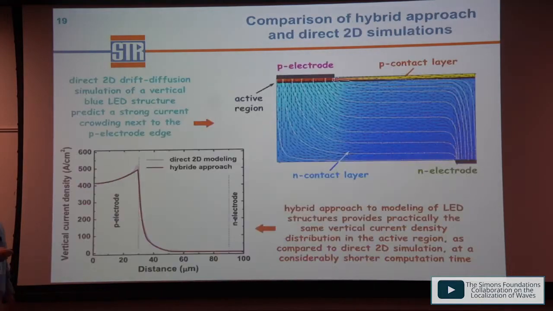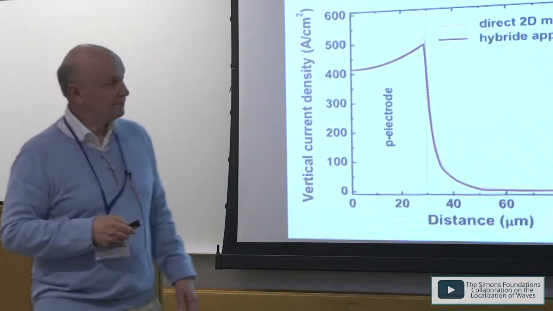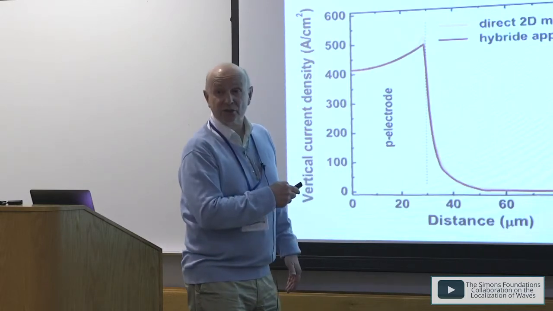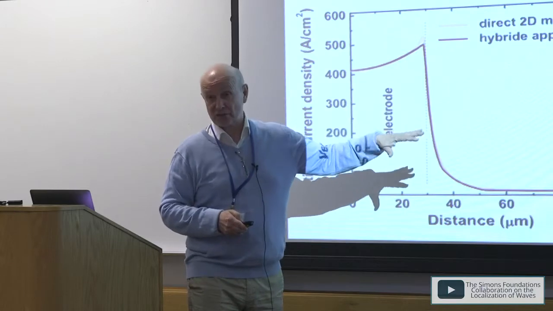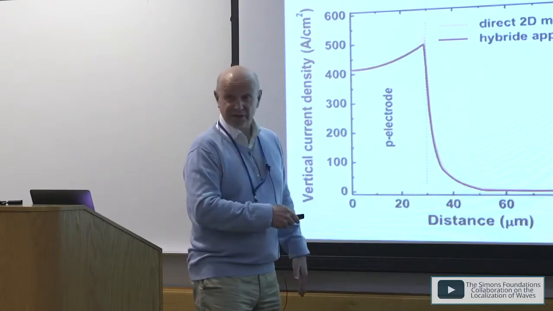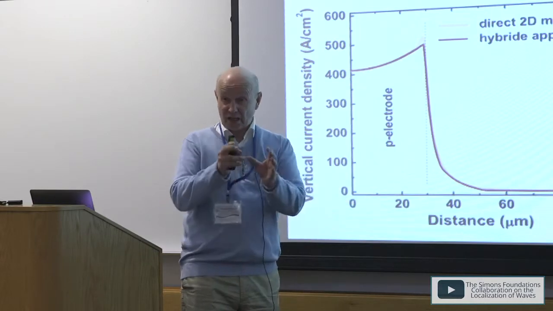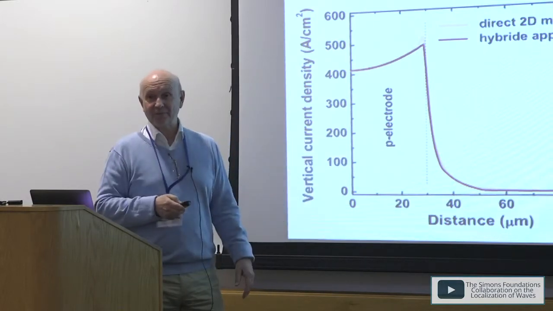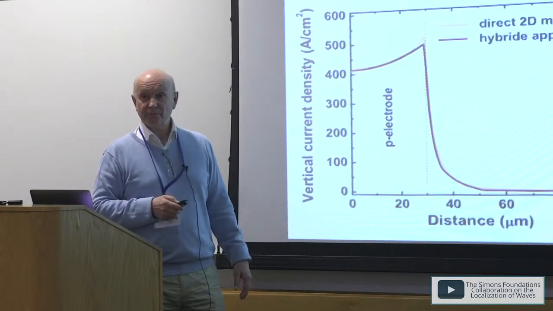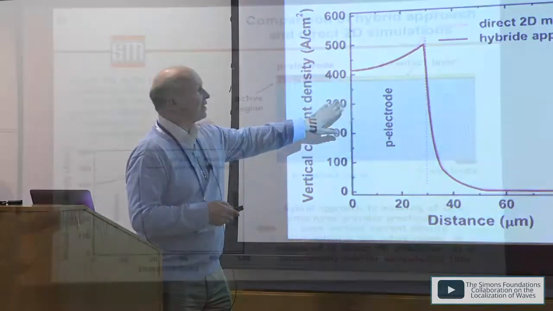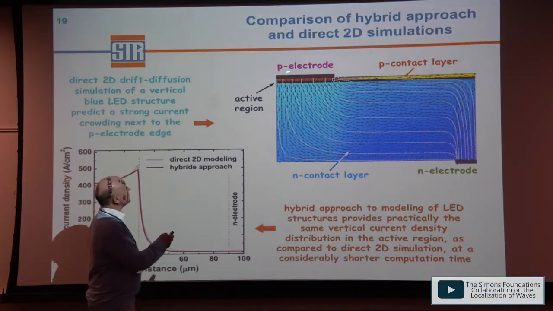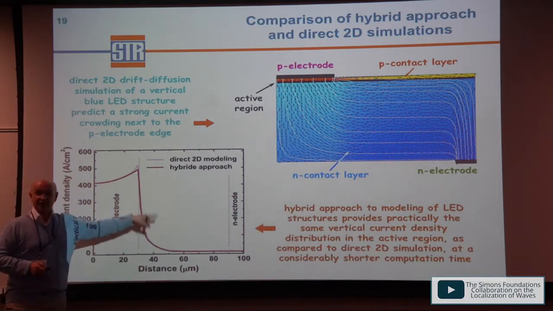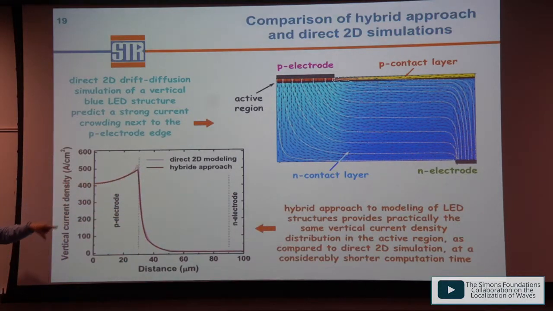When you compare the hybrid and the 2D simulation, is it like an average thickness or just a particular slice? Here, this line is the direct two-dimensional modeling using the drift-diffusion model. And this is a hybrid approach, 1D plus 3D. Yes, this is a two-dimensional distribution, and here is the active region, the black line. So we compare the distribution of the current in the active region because that is the most important slice.